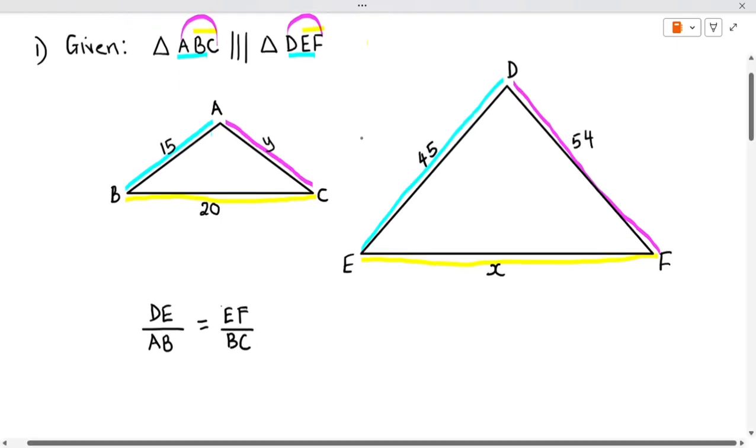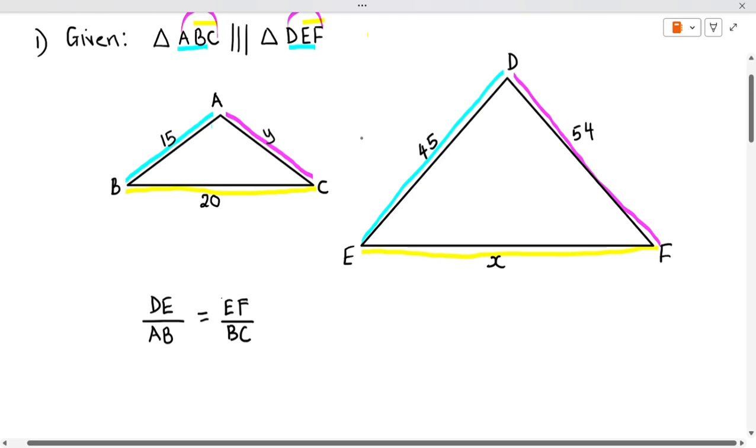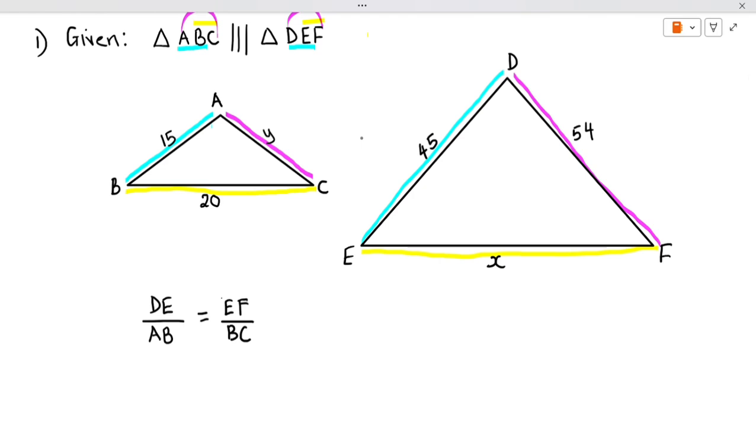So what do we notice here? Because the triangles are similar, we would say that our sides are in proportion here. Why? Because it has told us that the triangles are similar. So sides of similar triangles are basically in proportion. Okay, so DE, let's fill in the information. DE is 45 over AB, which is 15, equal to EF, which is X, over BC, which is 20.